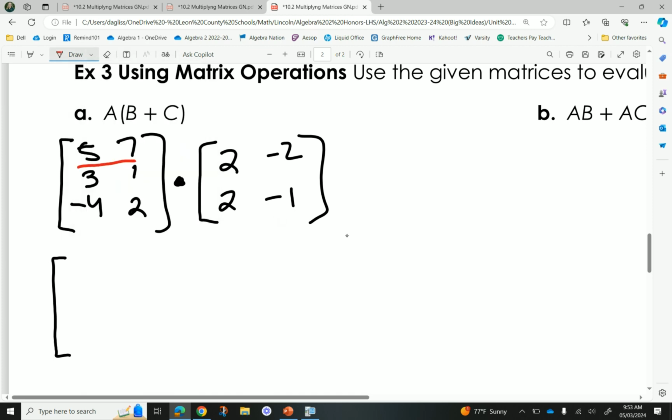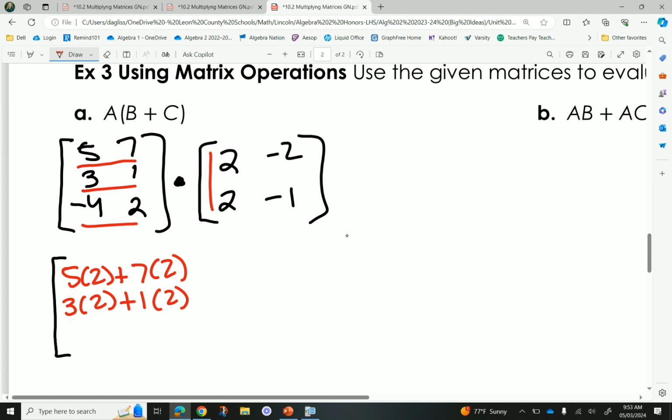All right, so we have first row, first column. So 5 times 2 plus 7 times 2. I'm just going to work my way down. I'm going to do my second row with the same column. So 3 times 2 and 1 times 2. And then my third row with that same column is negative 4 times 2 plus 2 times 2. So again, knowing that that column is the same, see how my parentheses is the same for all of them? Our math makes sense. I use the same column each time, but my row values changed.